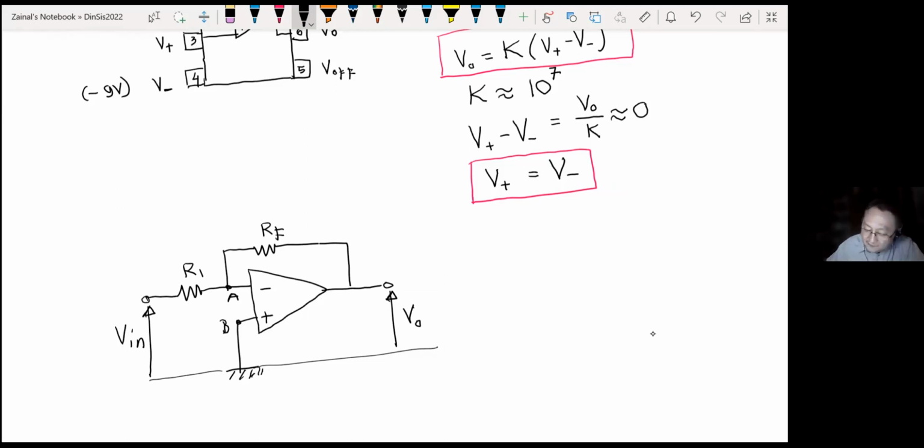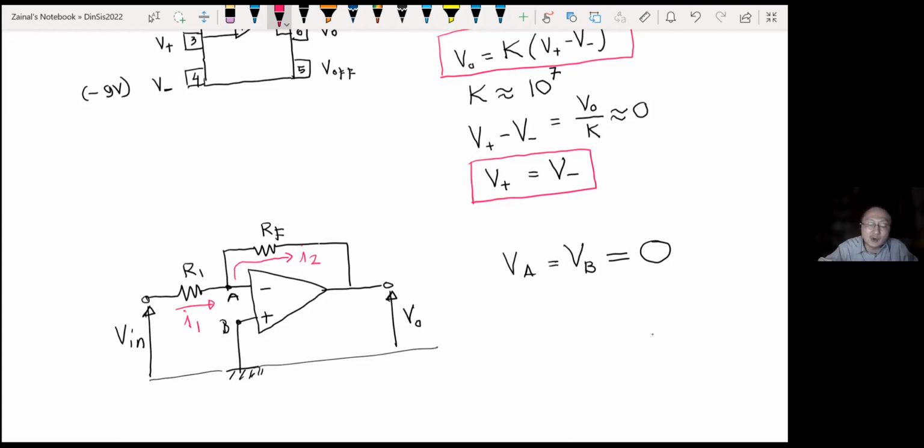Now you know that VA is the same as VB, but VB is connected to the ground. So this one is connected to the ground, so this one becomes virtual zero, VA, right? Now look, the current flowing from here to here will be the same as the current from here to there. This one, say I1, will be the same as I2.